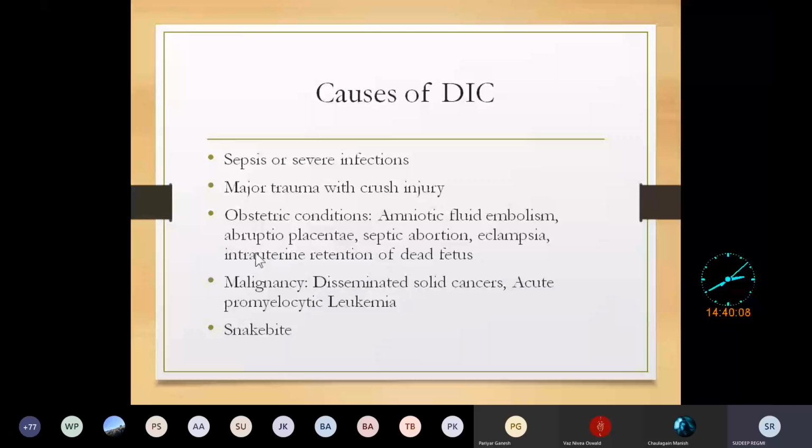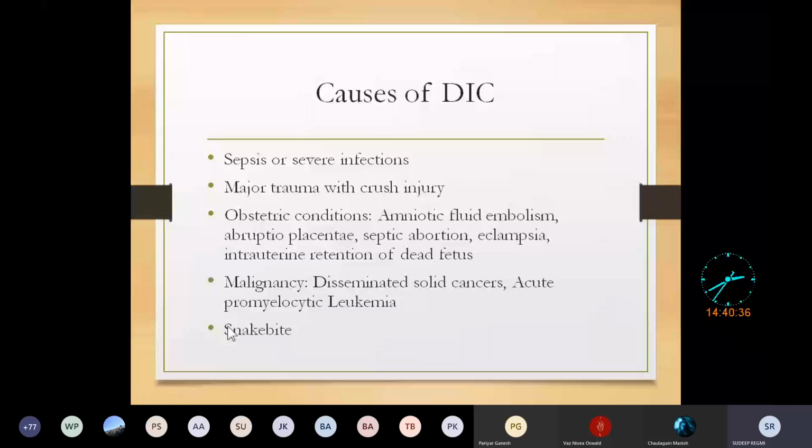So with obstetric complications also, there can be triggering of the DIC, and many malignancies like disseminated solid cancers, cancers of any site, including acute promyelocytic leukemia. And another one is snake bite or snake envenomation. That can also lead to DIC.